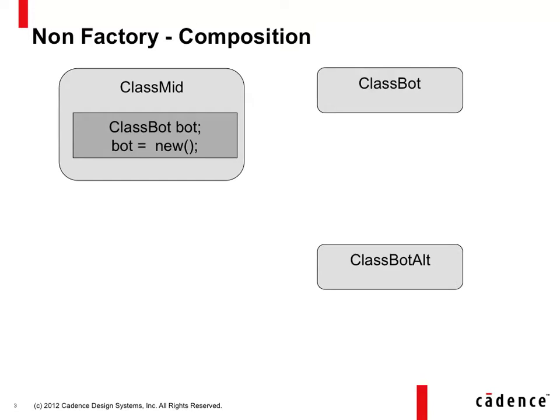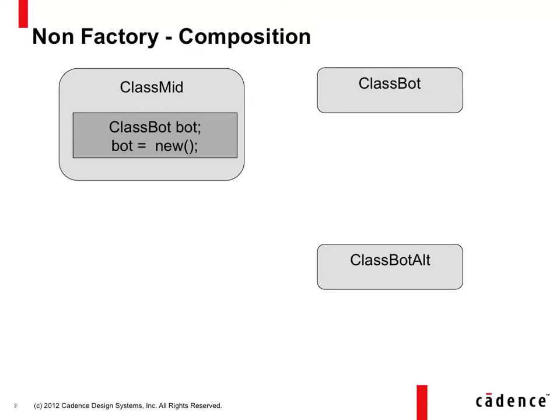But let's say we have a different kind of application of the same system. How are we going to deal with this? Now we have an alternative class. Now I can derive this class bot alt from the original class bot. That saves me some code. That's good, and we certainly will do that.